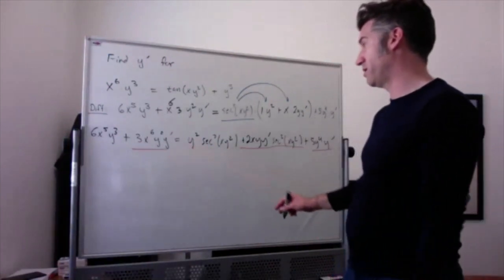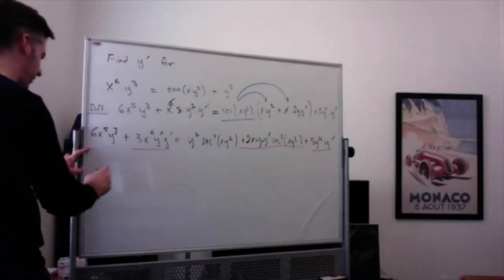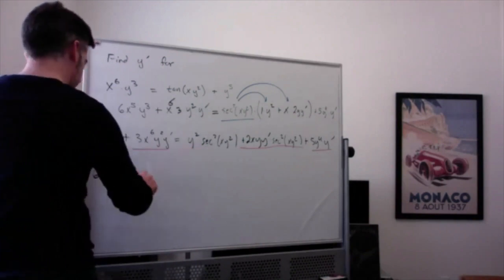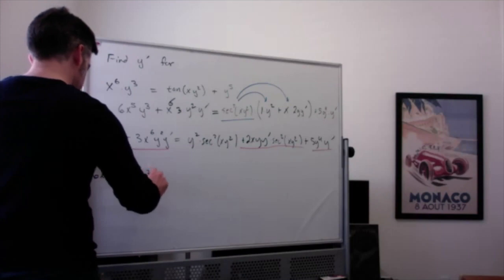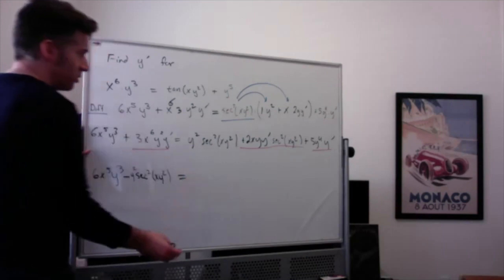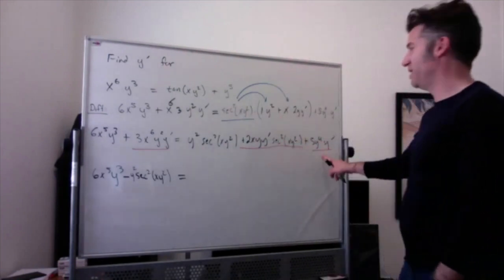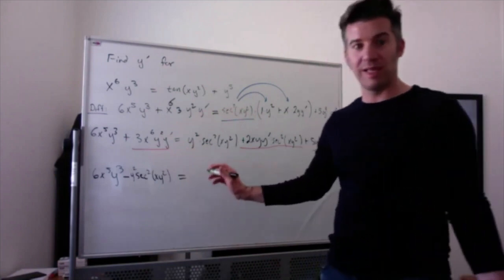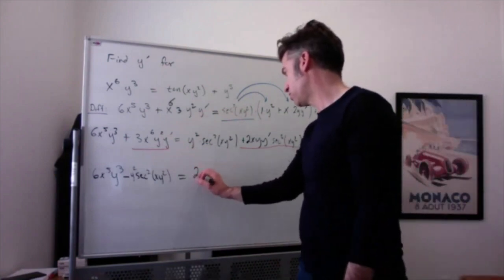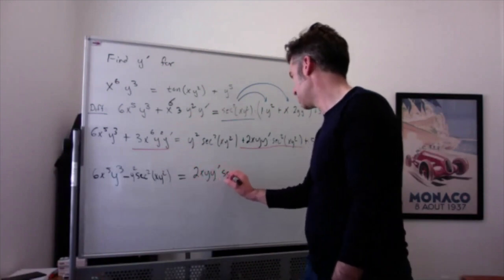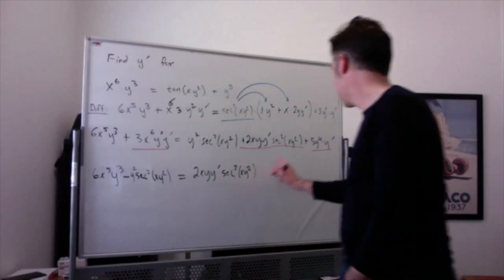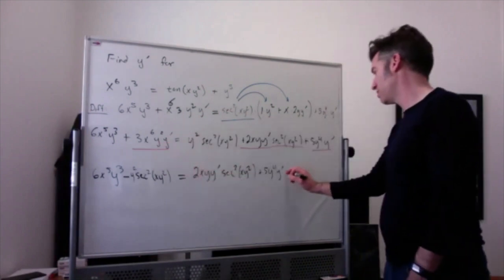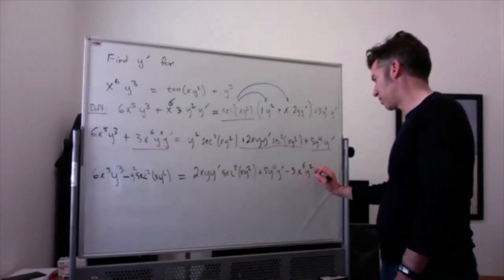Let's bring all the y primes to the right. So on the left, I'm going to get 6x to the 5th y cubed minus y squared secant squared of xy squared, equal to this plus this minus that. So I have 2x y prime secant squared of xy squared, plus 5y to the fourth y prime, minus 3x to the sixth y squared y prime.